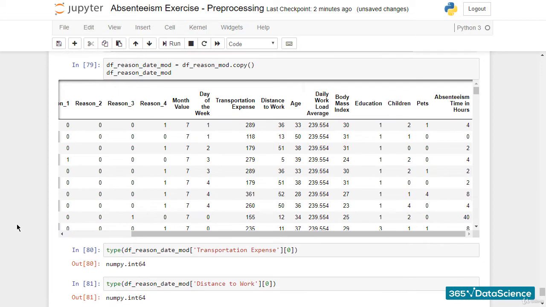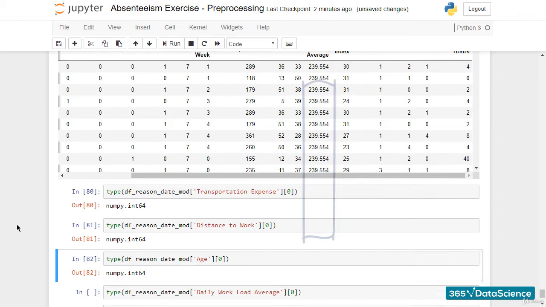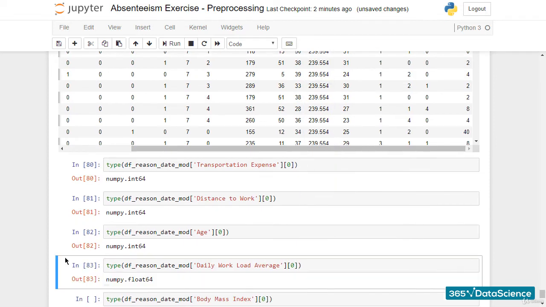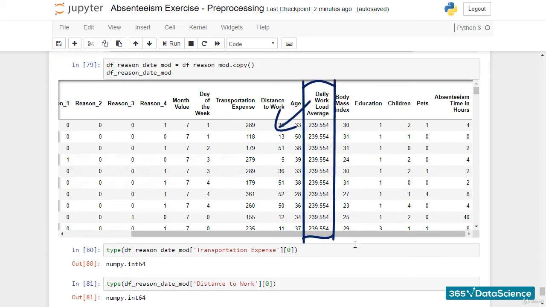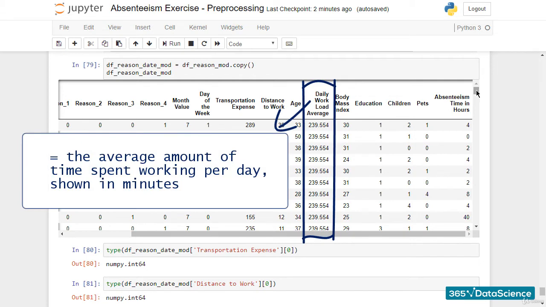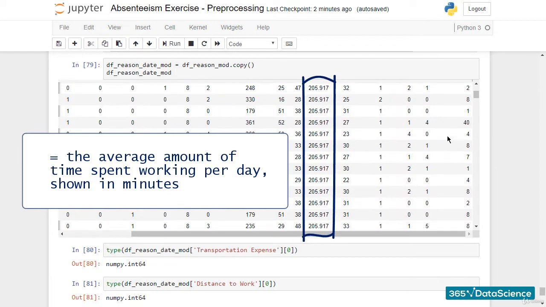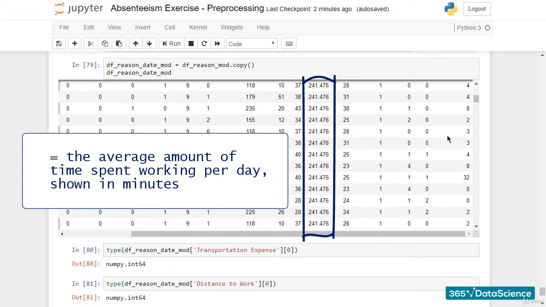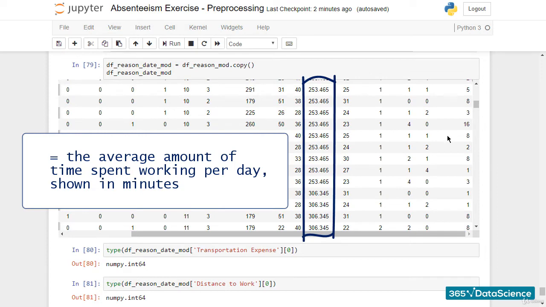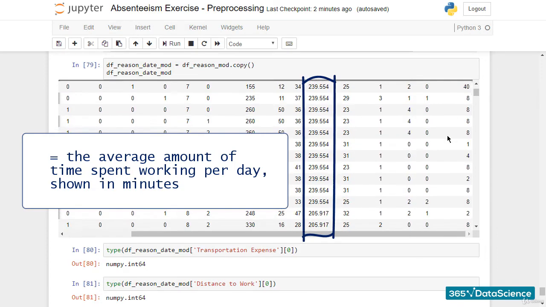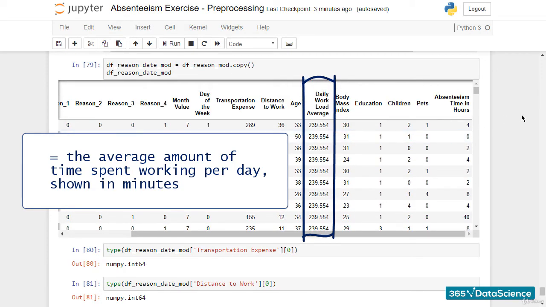Next, we have daily work load average. It is a float value and represents the average amount of time spent working per day, shown in minutes. We are not going to delve into details about how these values have been calculated precisely. But from looking at them, we could understand that a person works roughly 4 hours a day or 3.5 hours a day, and so on. Not too much, but for some types of companies, this is perhaps normal. Anyway, we will keep these numbers in our analysis and will not focus on the way they've been estimated.